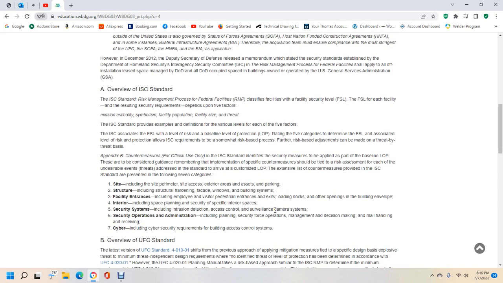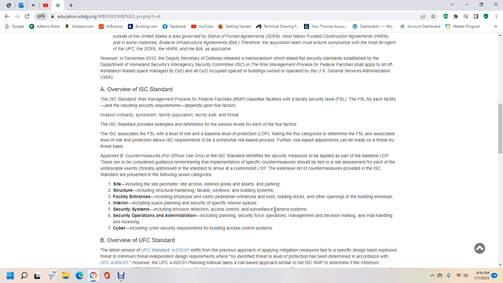Alright, an overview of the Interagency Security Committee standard, Risk Management Process. The federal facility is classified with a facility security level. Each facility's security requirements depend upon five factors: mission criticality, symbolism, facility population, facility size, and threat. The initial Interagency Security Committee standard provides examples of the definitions of the various levels of each of the five factors.